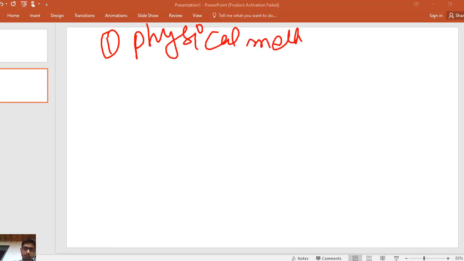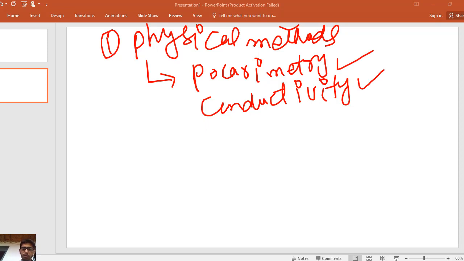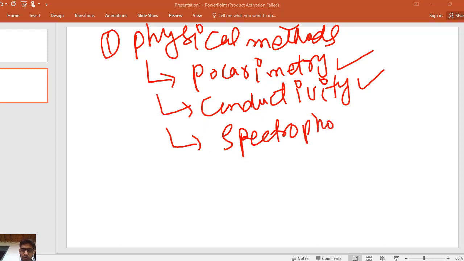Physical methods can be polarimetry. It can be conductivity metry, that is, electrical conductivity, with the unit Siemens or microsiemens. It can be spectrophotometry. It can be refractometry.